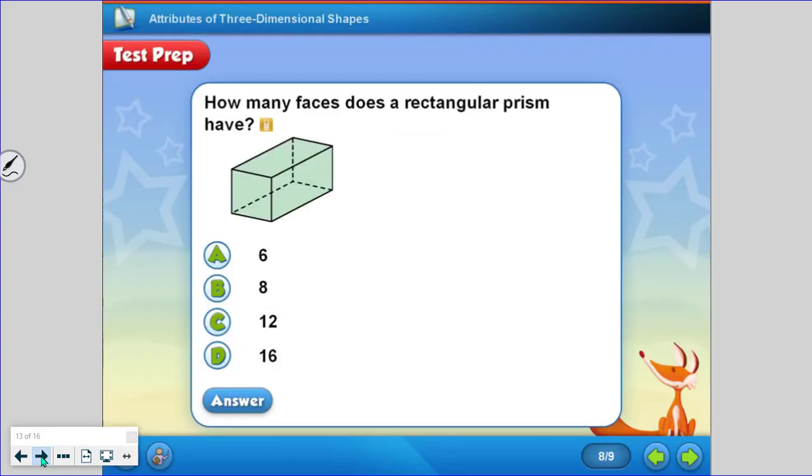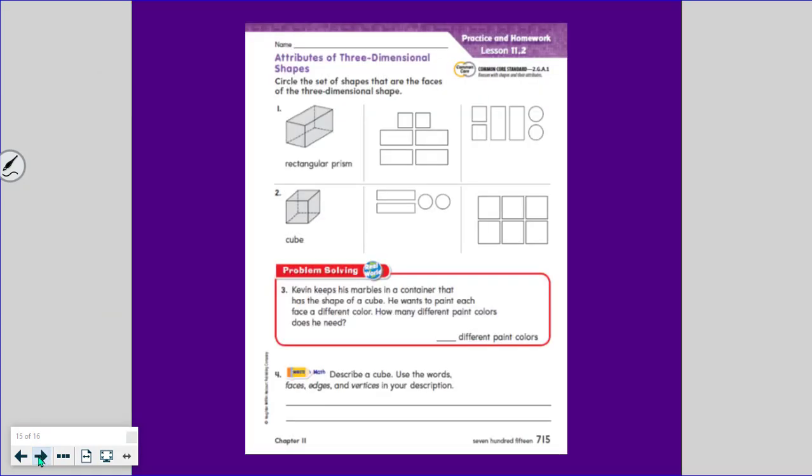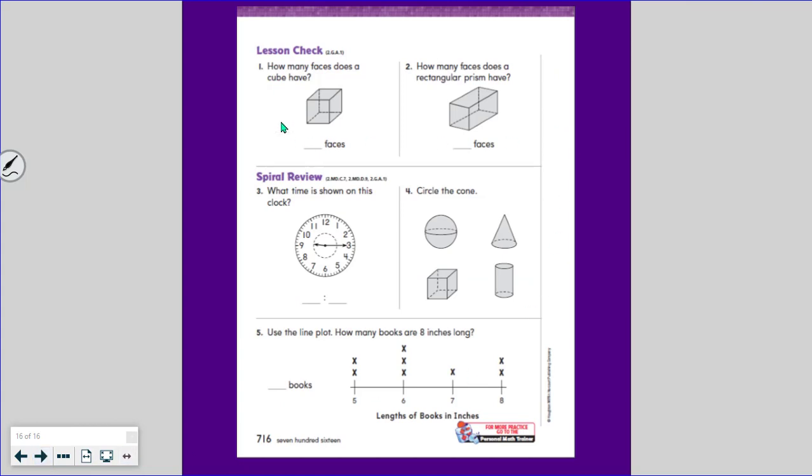Let's tell you what your homework pages are. All right, you're going to be working through this page here, and you're going to be looking at different sets of shapes and deciding, do these shapes make this shape, or do these shapes make that shape? Same thing here. Looking at these shapes and these shapes, which shapes make a cube? And then you'll continue and you'll do page 716, answering questions about cubes and rectangular prisms. We got a clock question, we got some more shape questions, and then a line plot question, so some data, some graphing. All right, good luck.